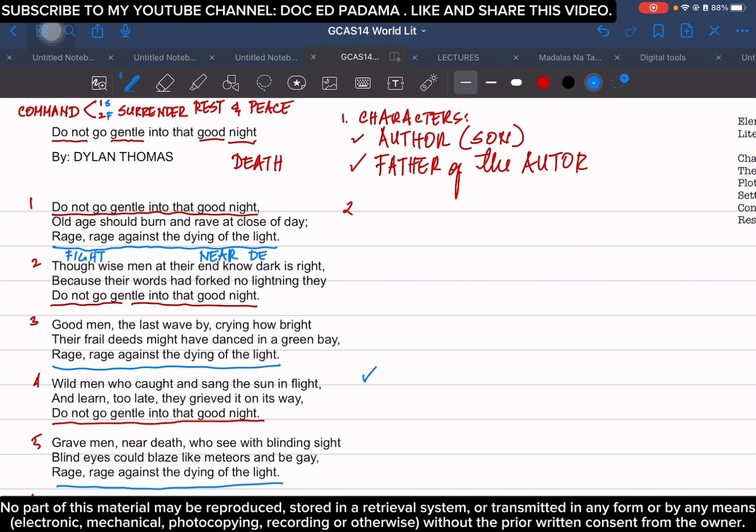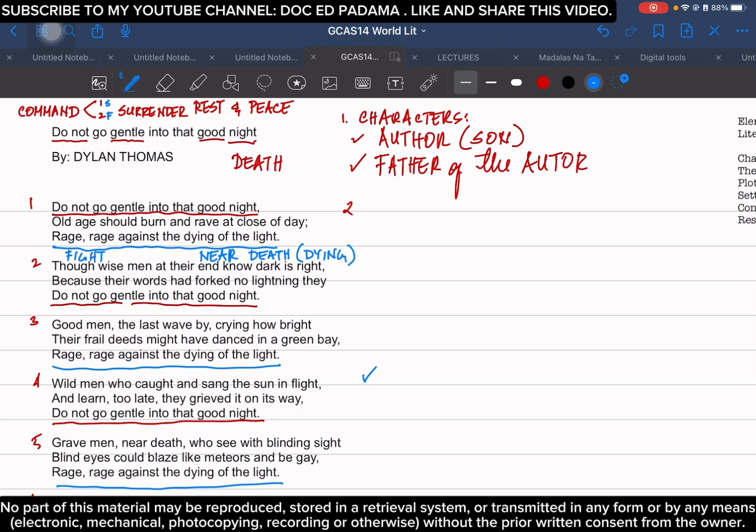Near death. Why near death? Dying of the light. Yung pagkawala, nawawala pa lang yung ilaw. Pawala pa lang yung ilaw. That is why it is referred to as near death. You fight against dying. Death is different from dying.